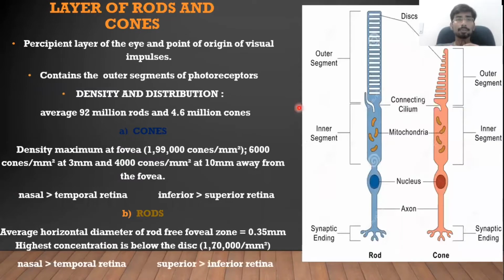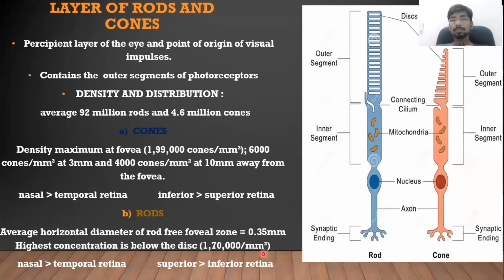Layer of rods and cones: the origin of the visual impulse. This layer contains the outer segments of photoreceptors. On average there are 92 million rods and 4.6 million cones. Cone density is maximum at the fovea, and cones are more in the nasal retina compared to temporal, and inferior compared to superior. The average horizontal diameter of the rod-free foveal zone is 0.35 mm. Rods are more in the nasal compared to temporal, and superior compared to inferior.